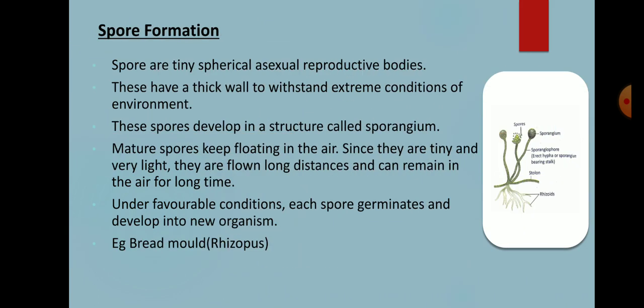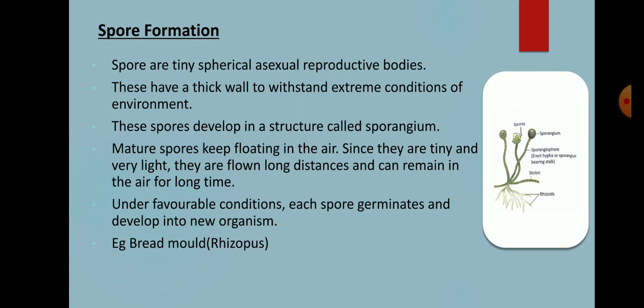The next method of asexual reproduction is spore formation. Spores are tiny, spherical, asexual reproductive bodies. These have a thick wall to withstand extreme conditions of the environment. These spores develop in a structure called sporangium. Mature spores keep floating in the air. Since they are very tiny and very light, they are carried long distances and can remain in the water for a very long time.